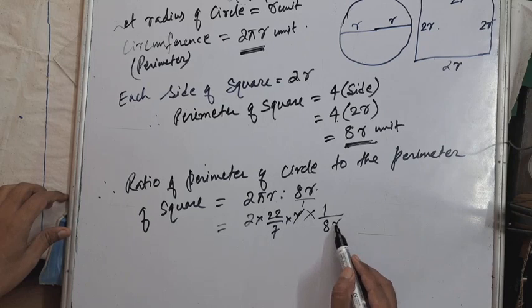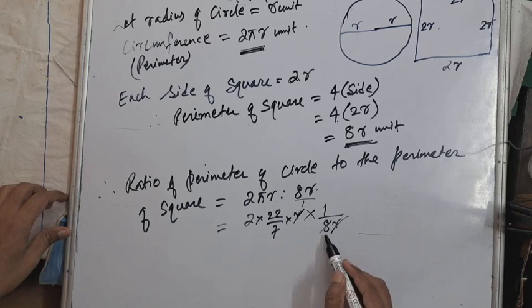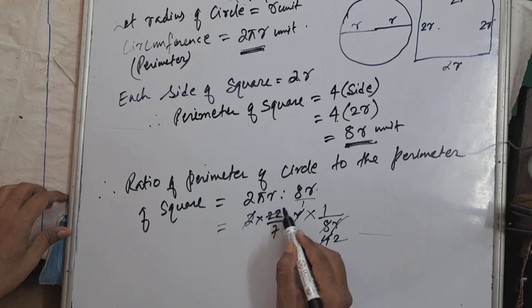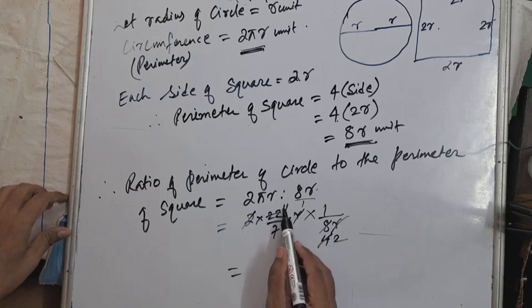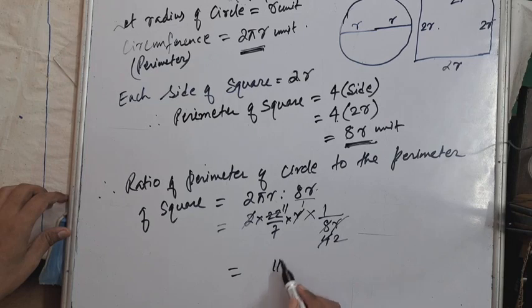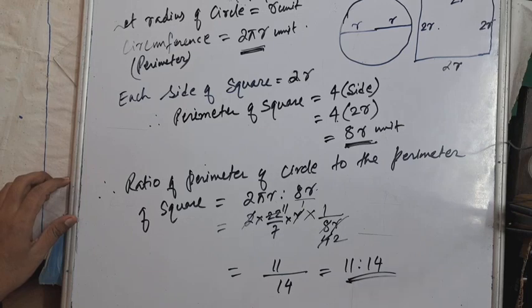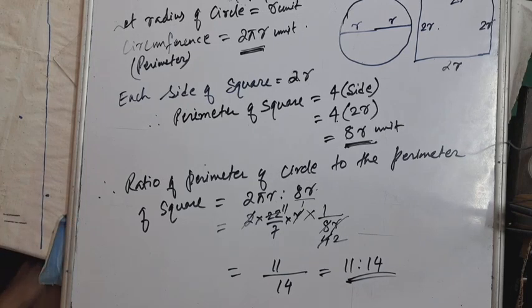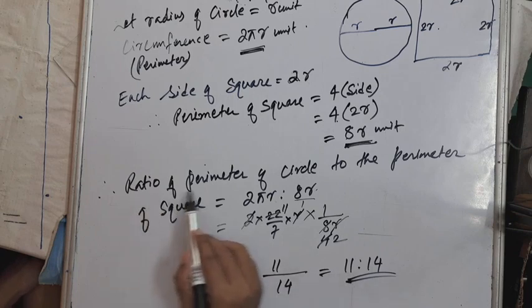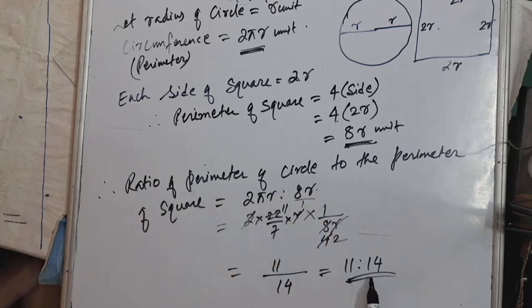So this r and r cancels out. Now we have 2 4s are 8, and this 2 cancels out. 2 2s are 4, 2 11s are 22. So we have 11 into 1 in the numerator, so 11 into 1 is 11. In the denominator we have 7 into 2, 7 2s are 14. 11 upon 14 means 11 is to 14. We were asked to find the ratio between the perimeter of circle and perimeter of square. The ratio of perimeter of circle to the perimeter of square is 11 is to 14. So this is the solution for question number 5.